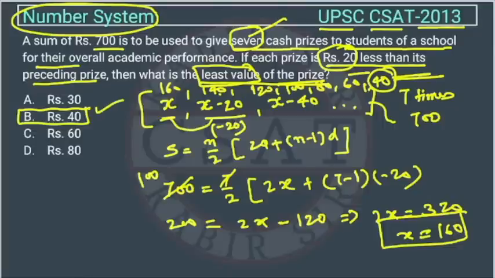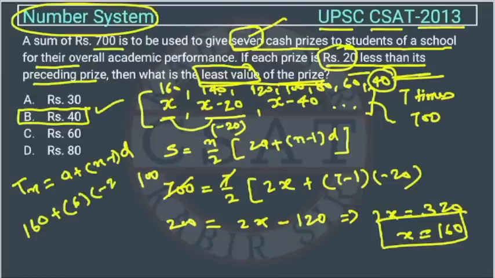Otherwise, you can use the formula, right? We have to find the nth value. So the formula for the nth term is a plus (n minus 1) d. So a we already calculated, 160, plus (n minus 1). n is 7 because we have to calculate the last term, and we know there are 7 terms. So this will be 7 minus 1, so this will be 6.